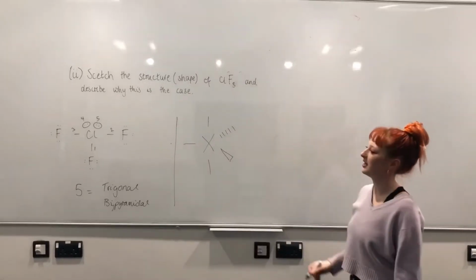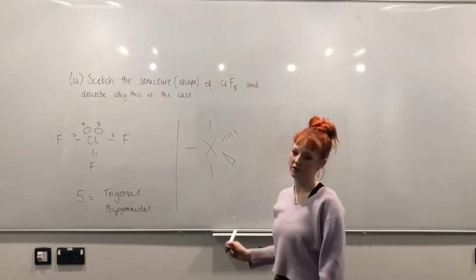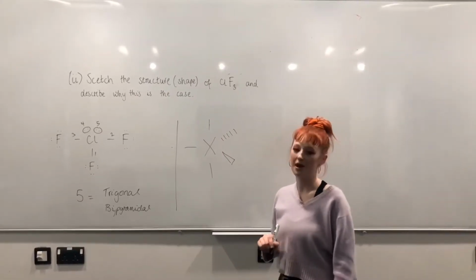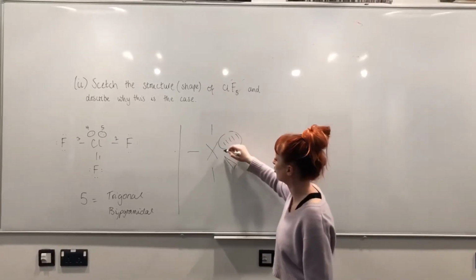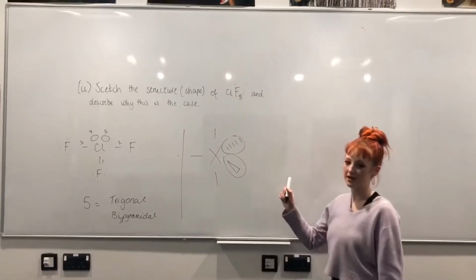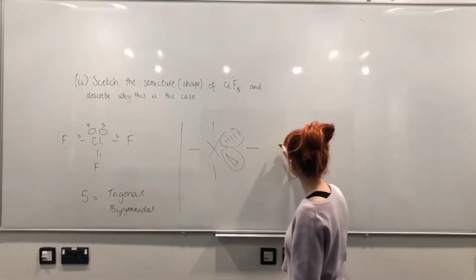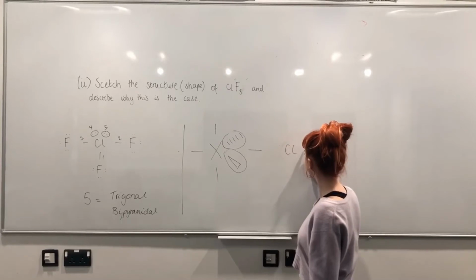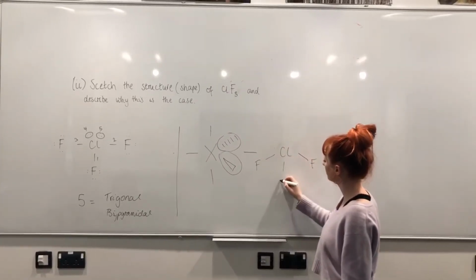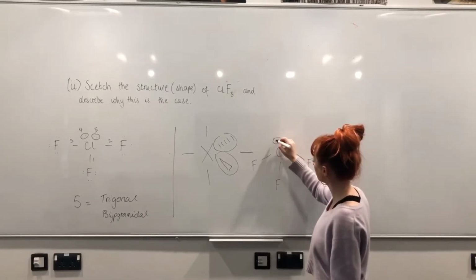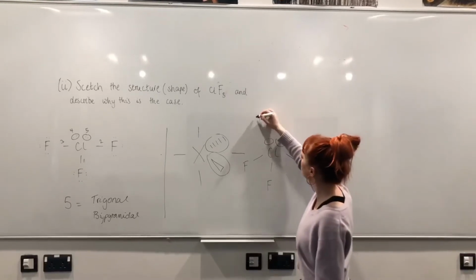But for ClF3, it has 2 lone pairs and 3 bonding pairs, not 5 bonding pairs. So you need to decide where the lone pairs go. And the lone pairs take 2 of the equatorial positions, as they demand more space than the bonding pairs. And so this looks like, it's given a T shape.